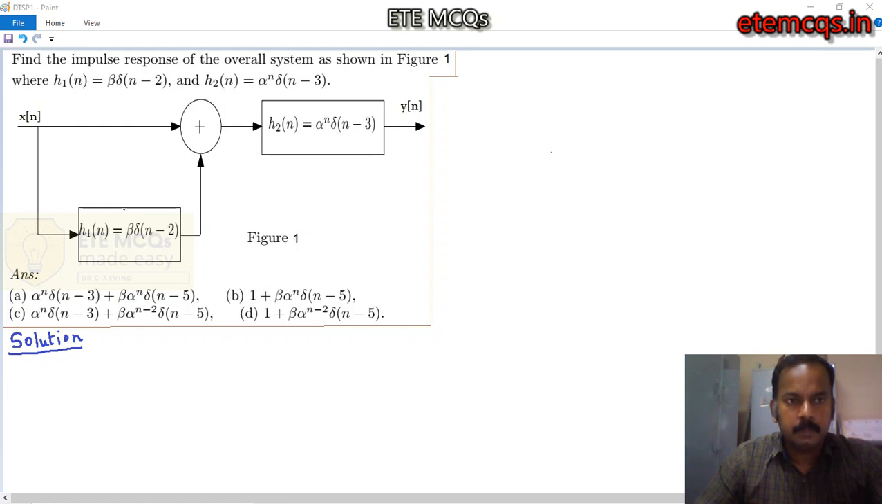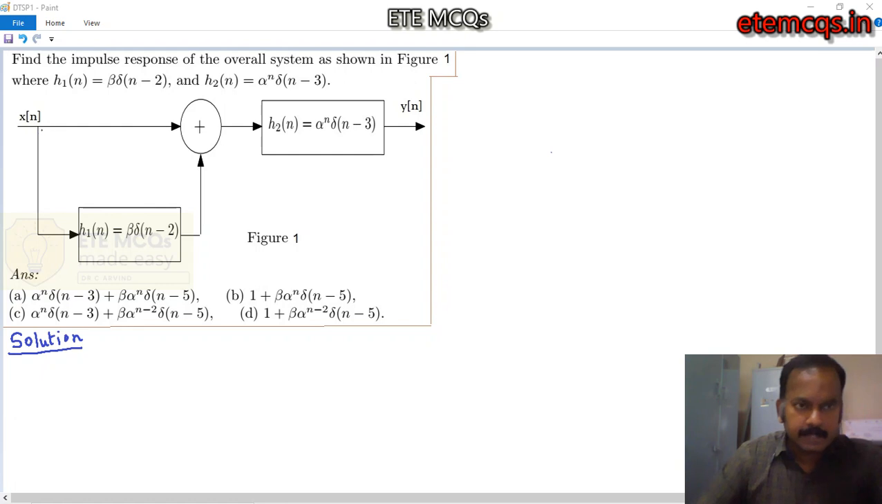It's an NPTEL problem asked in the discrete time signal processing course. Find the impulse response of the overall system as shown in the figure, where h1 of n is equal to beta into del of n minus 2 and h2 of n is equal to alpha power n into del of n minus 3. So you have an interconnection of systems as shown in the figure, where h1 of n and h2 of n are given, and any one of the four options will be your final solution.